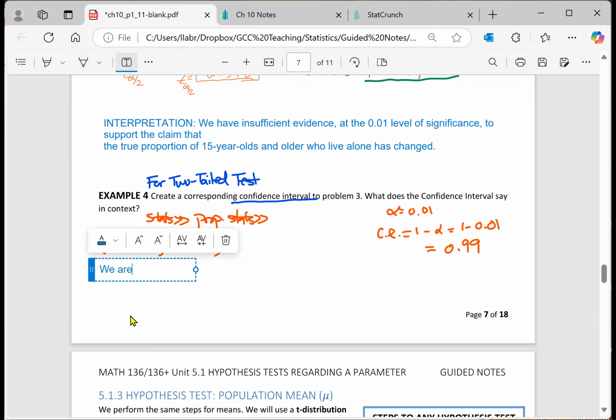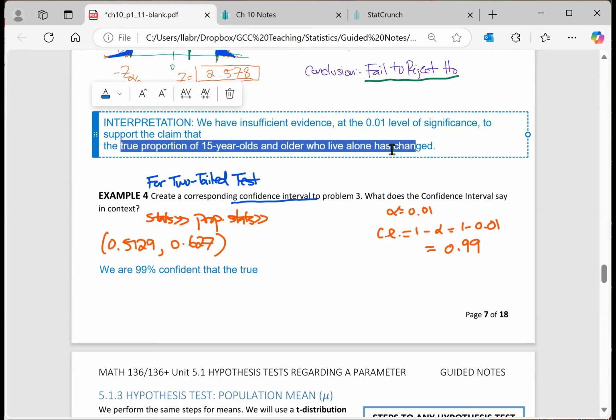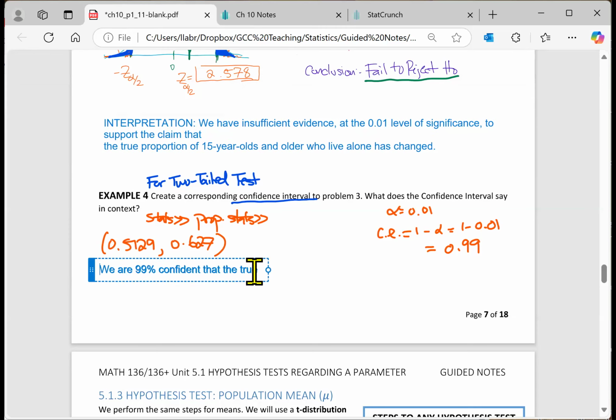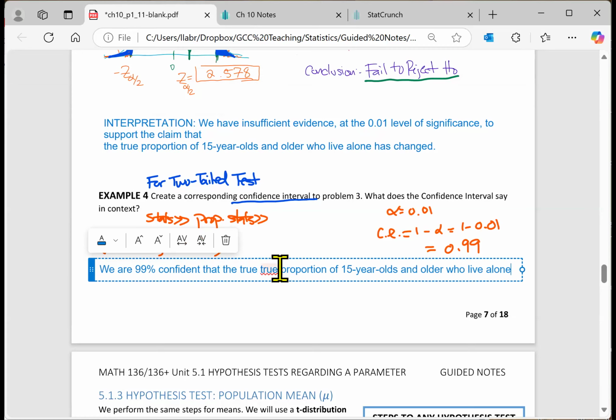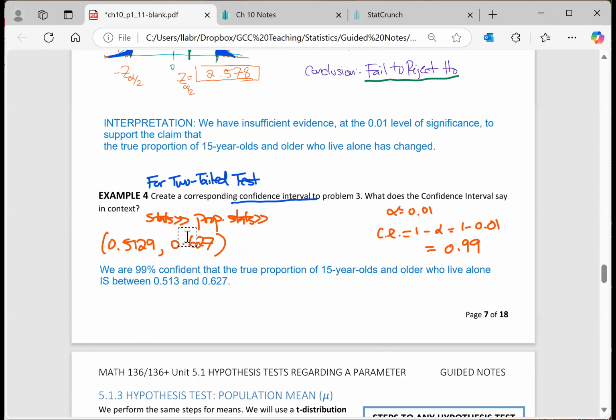I'm going to say we are 99% confident that the true proportion of 15-year-olds or older who live alone is between 0.513 and 0.627. Again, we're saying that at this confidence level, the value of p, which is this guy right here in words, is between those values. So that's what we did in the previous chapter.